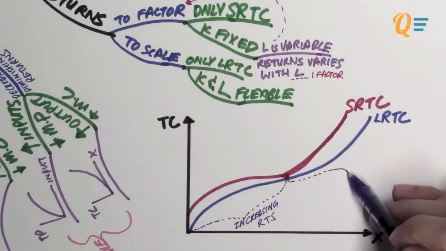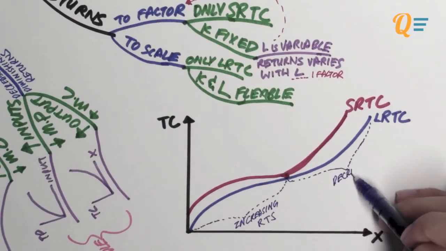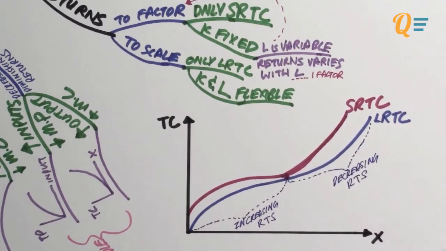Now from this portion to that portion where the long run total cost curve is getting steeper, this is called the decreasing returns to scale portion.